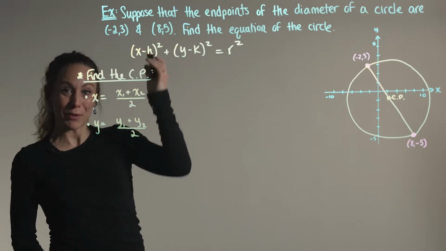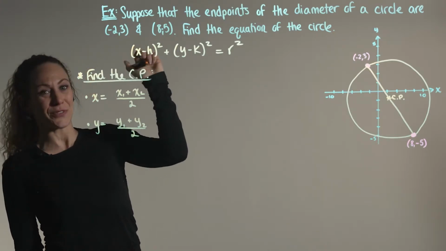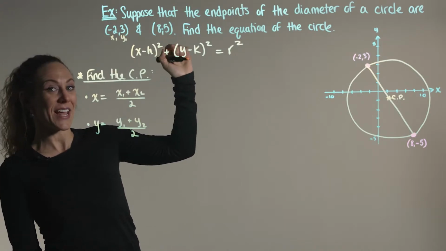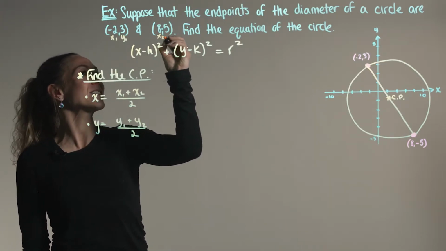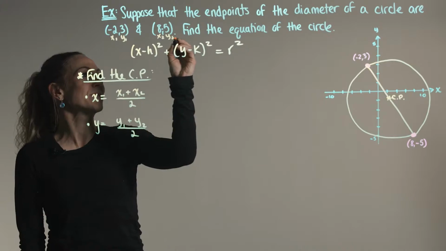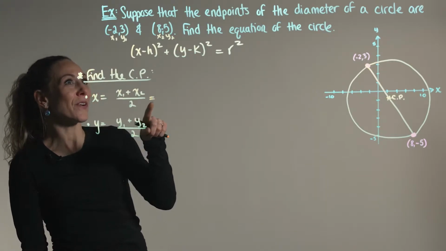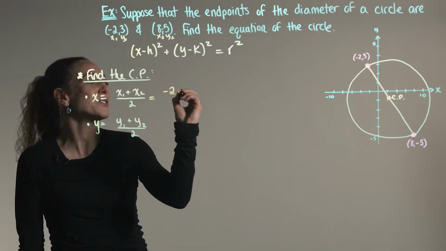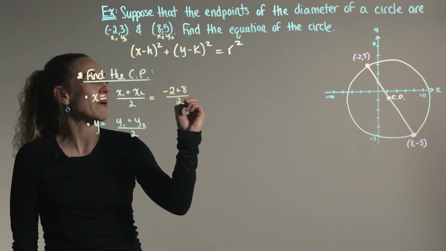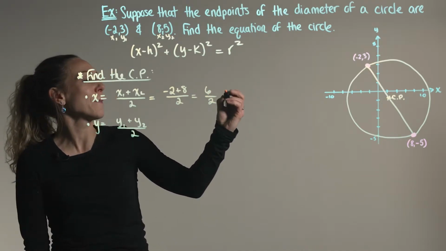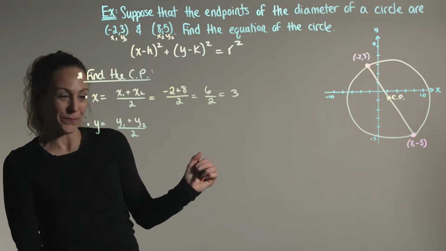So we can label our given points. We'll let (-2, 3) be (x sub 1, y sub 1), and we'll let (8, -5) be (x sub 2, y sub 2). So plugging these into our components, for x, we have (-2 + 8) divided by 2, or 6 divided by 2, which leaves us with 3.